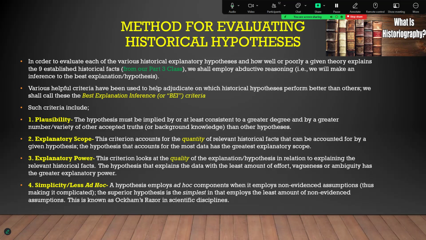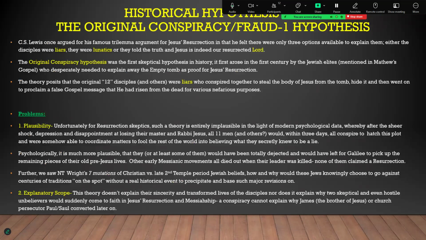This is how we're going to do it. With that said, let's get into our first historical hypothesis. As we learned last week, the very first hypothesis that ever came up was back in the early church with the Jews. Remember in the Gospel of Matthew, the Jews said, "Oh, you disciples, you stole the body. That's why the tomb is empty." So this is the original conspiracy hypothesis. I'm calling it the fraud one hypothesis.